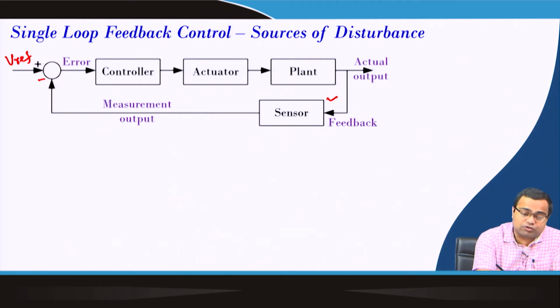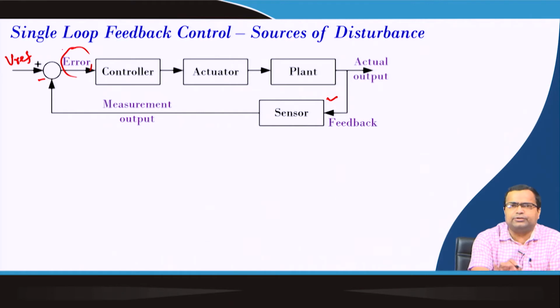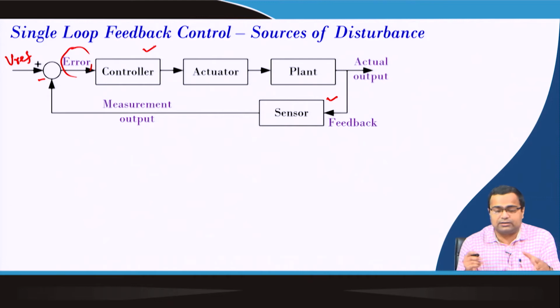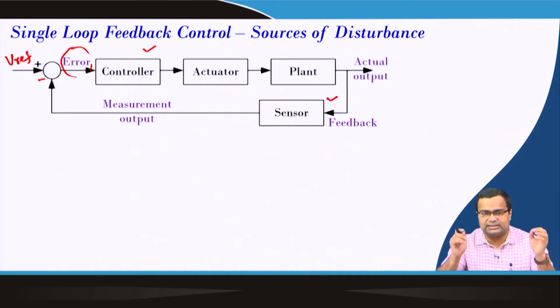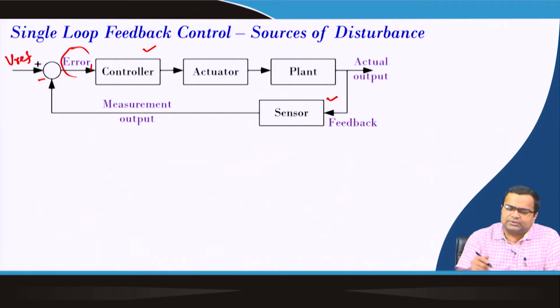Then there will be a controller acting on the error signal, irrespective of whether it is voltage or current. What type of controller is it? A standard controller we know about: proportional, integral, derivative, lag-lead compensator. Then this controller output will go to the actuator, and this actuator actually goes to the plant.